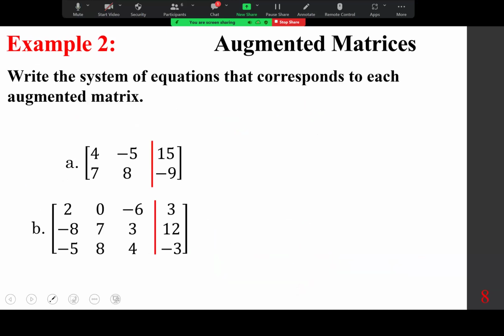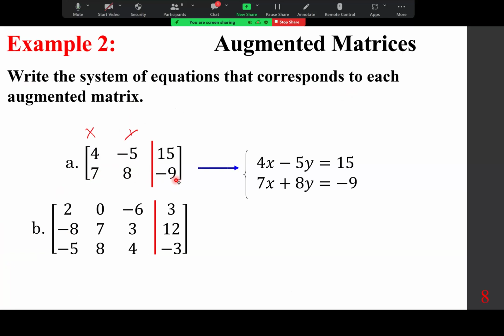All right, we can go back. Write the system of equations that corresponds to each augmented matrix. So from this one, we want to go with the system. So this would be the x's, this would be the y's, this would be the constant. So let's just write this x and y. So that means 4x minus 5y equals 15. This means 7x plus 8y must be negative 9.